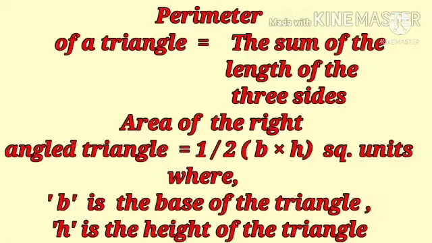The perimeter of a triangle is the sum of the lengths of the three sides. Area of the triangle is 1 by 2 into B into H square units. Here, B is the base and H is the height of the triangle.